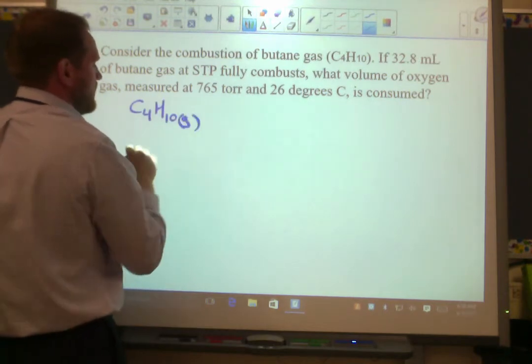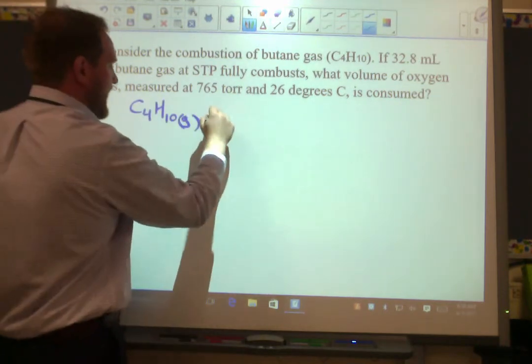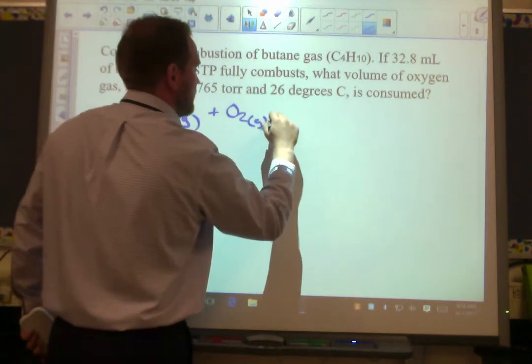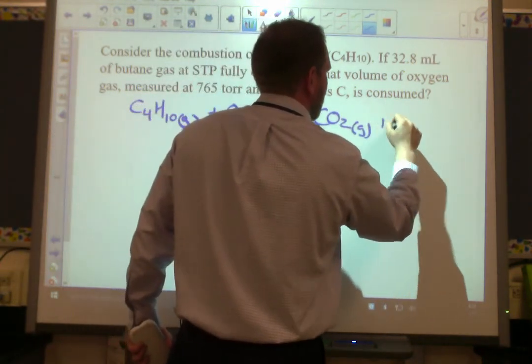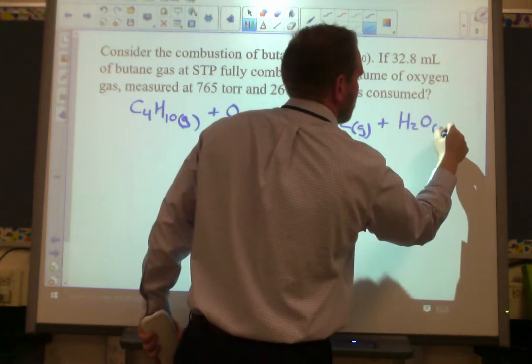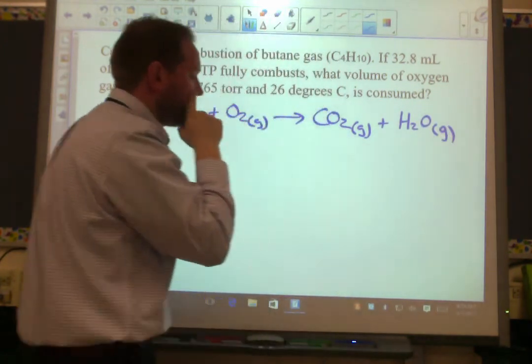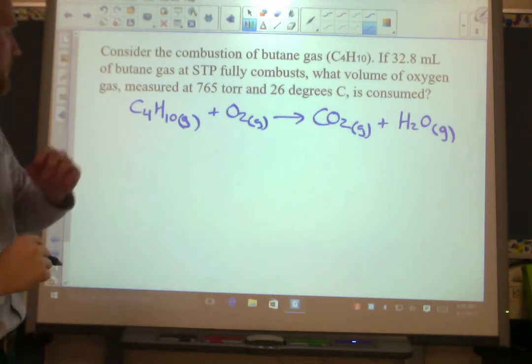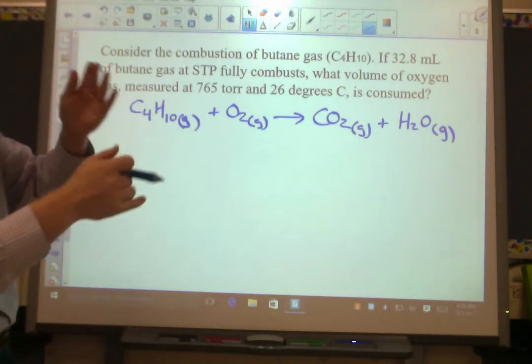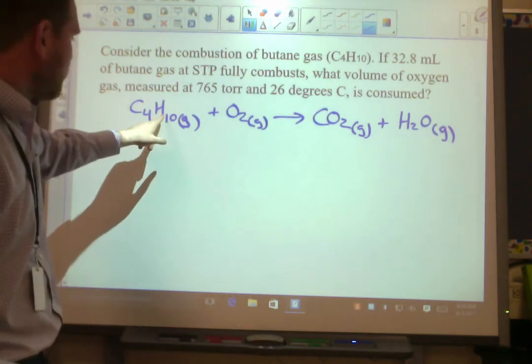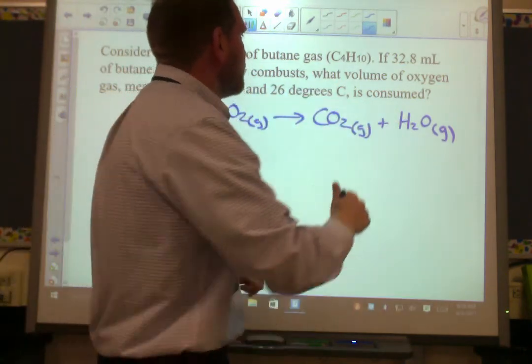Gas. All right, combustion reacts with O2 gas to form CO2. CO2 is definitely going to be a gas, plus H2O, which is generally a gas as well. Okay, we have to balance. So with combustion reactions, I would say H, then C, then O. So H is first, 10 and 2. So we need a 5 here.